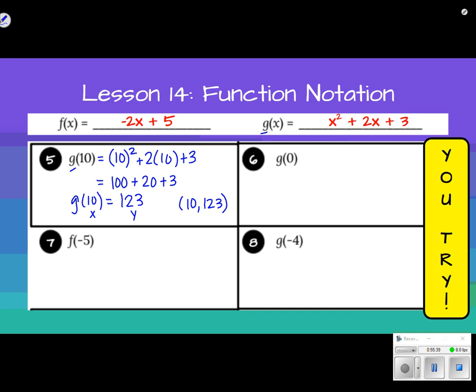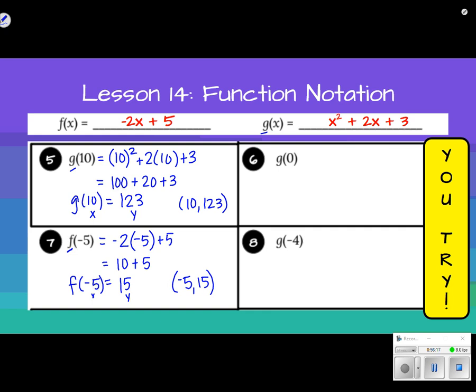All right, let's look at the next one, number 7. In f of x, I'm going to replace the x with negative 5. So I'm going to have negative 2, put in parentheses, I'm plugging in negative 5, plus 5. Negative 2 times negative 5 is 10, plus 5, so I get 15. So that's what f of negative 5 is. There's my x, there's my y. So my ordered pair, if I was thinking about graphing, or thinking about domain and range, my domain is negative 5, my range is 15.